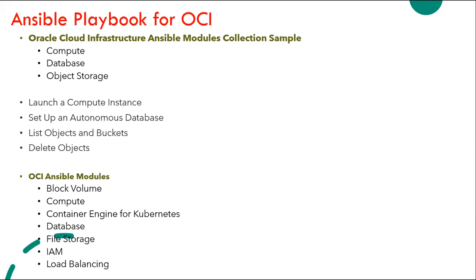I can create a compute instance. I can create a database. I can create object storage. I can even launch a compute instance, set up an autonomous database, list objects or buckets, or delete objects. All of this, how? Because there are predefined modules. I don't have to write anything using Ansible. There are modules for dealing with block volume, compute, container engine, same as AKS on AWS and Azure, database, file storage, users, and load balancing. They are predefined modules. All I have to do is use them. I'm going to show you how.